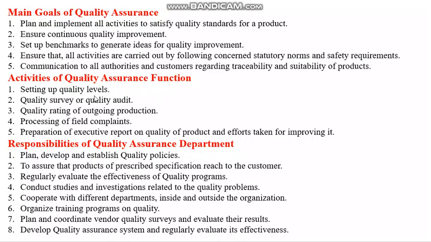Okay, then activities of quality assurance function: setting up quality standard, quality levels, quality survey and quality audit, quality rating of outgoing production, processing of field complaints. Field complaint means from the consumer what complaints are coming, you have to process them and you have to take corrective actions. Then preparation of reports, executive reports on quality of the product for your higher level managers, and even for your shareholders and others who are actually the owners of the company, and efforts taken for improving it also. You have to make the report and present it.